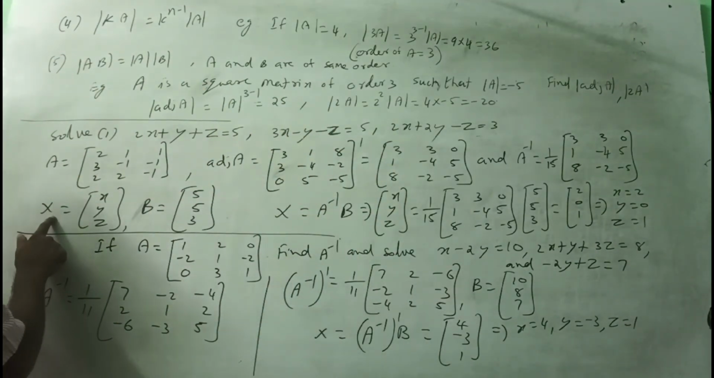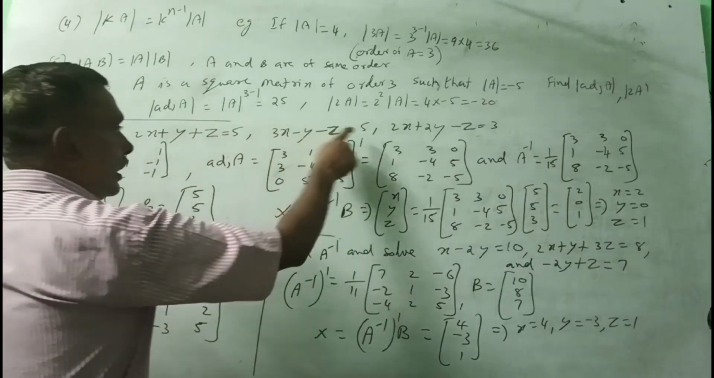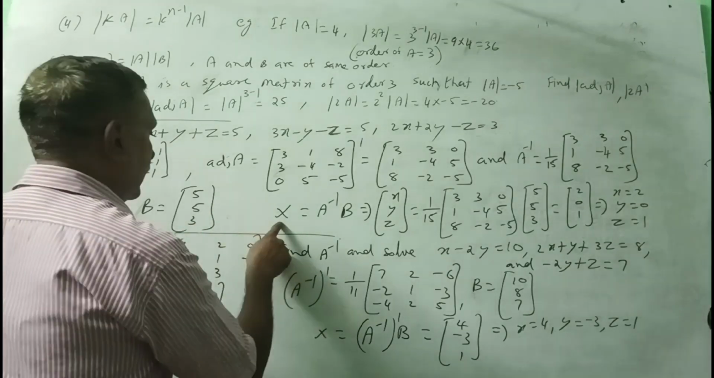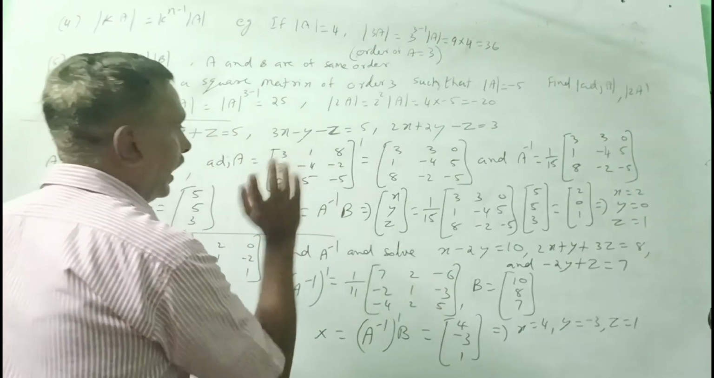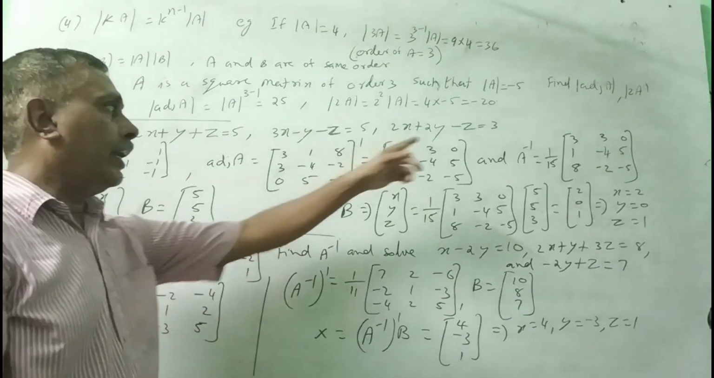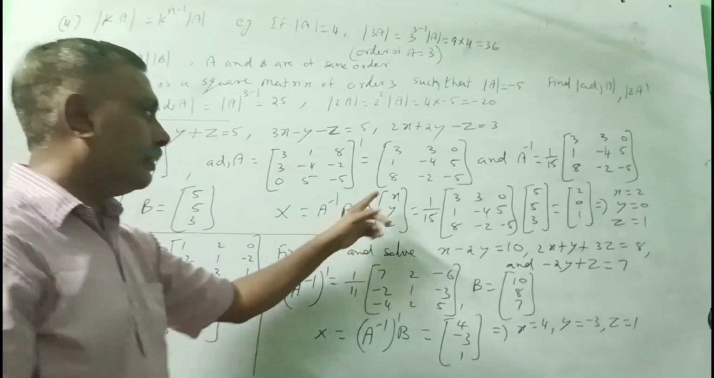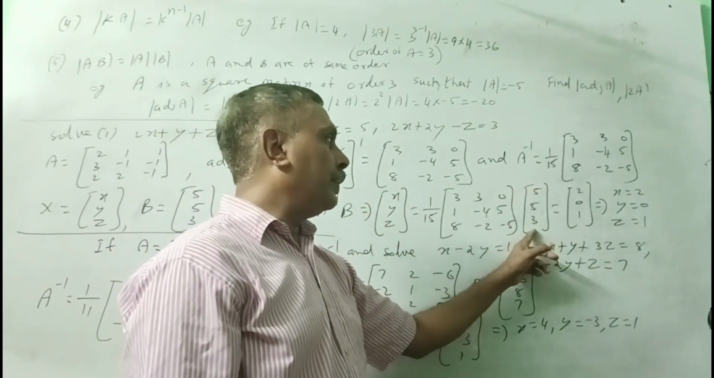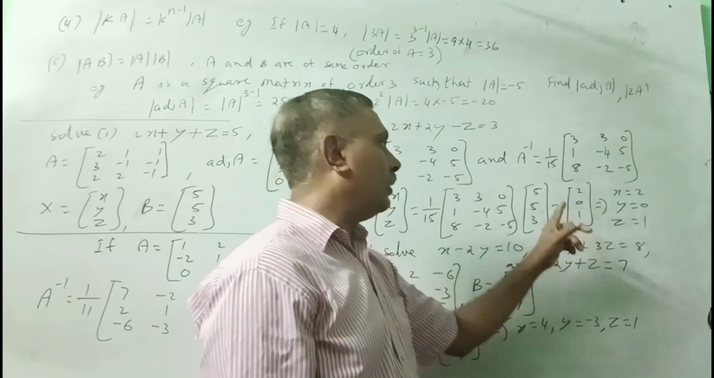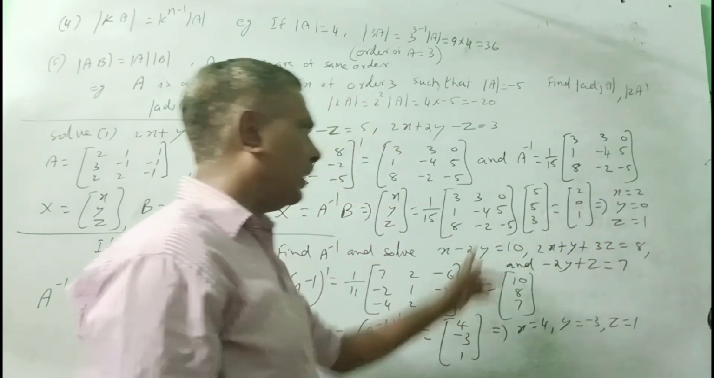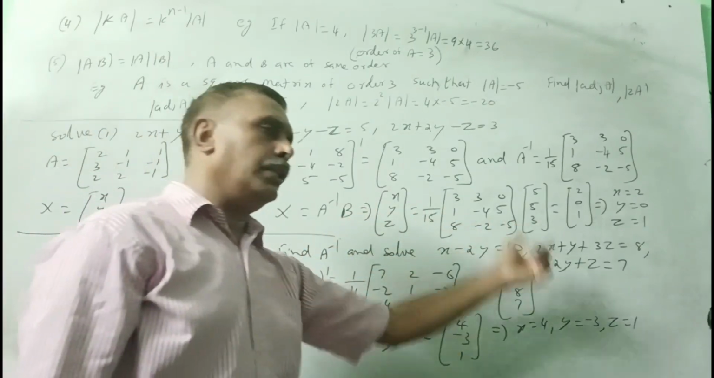Then take the variables as a matrix X, that is x, y, z, and the constants on the right hand side as another matrix B. Then X will always be A inverse into B. The values of x, y, z will be whatever A inverse you got, multiplied with B. That means x, y, z equals A inverse multiplied with the B matrix, and you will get 2, 0, 1. Out of this, x is 2, y is 0 and z equals 1. I have not shown the multiplication, you multiply and check it.